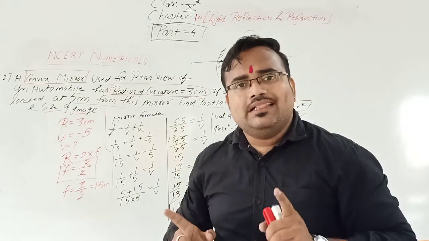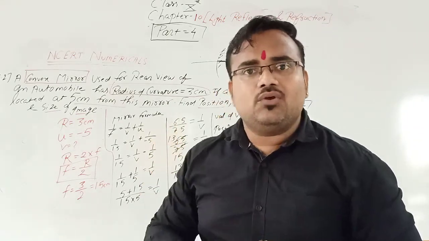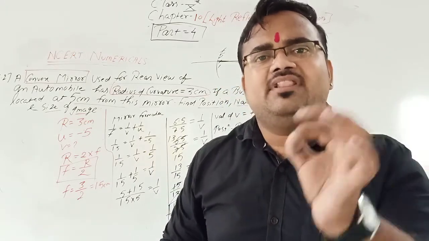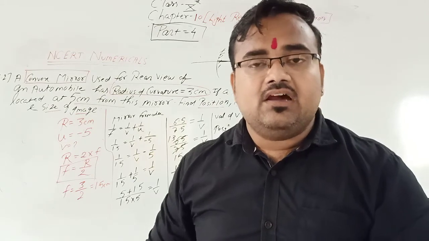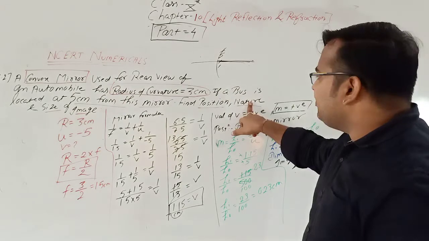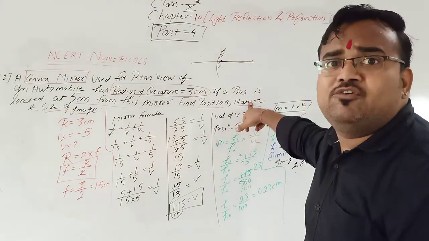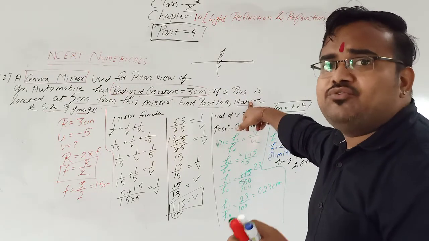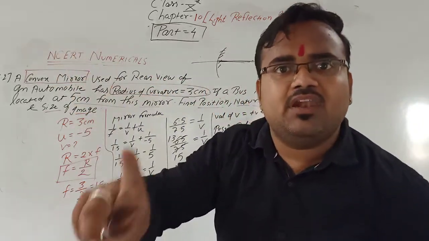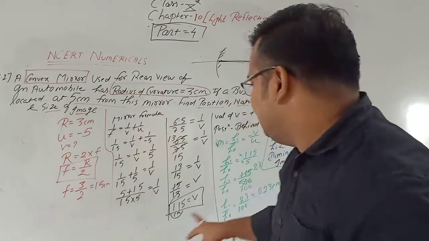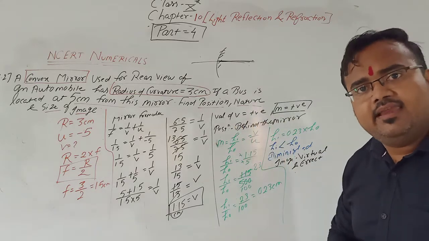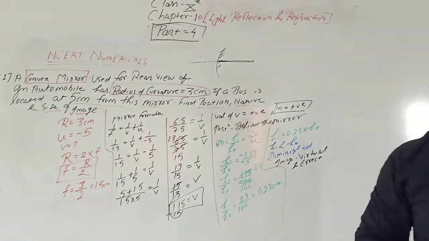So to solve the numericals of this chapter, you should be clear with the ray diagram. If you remember the ray diagram of convex mirror, then you don't have to find out the nature of image. In convex mirror, always the image is virtual and erect. Here the magnification is positive, so the image is virtual and erect. Clear? So copy this numerical.